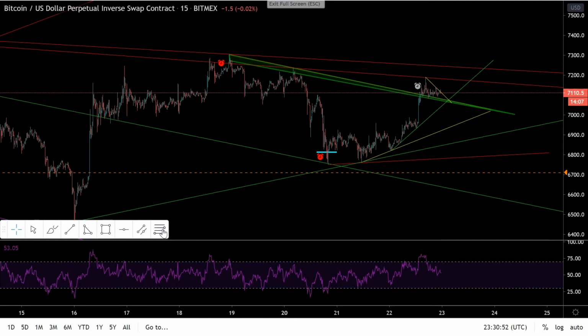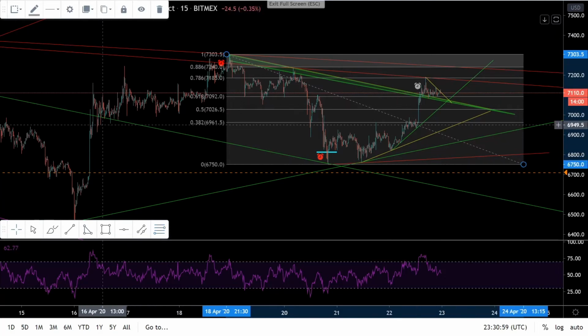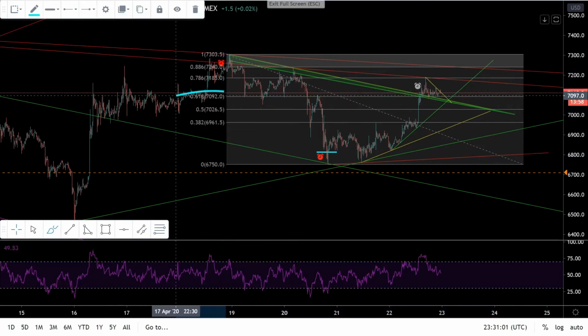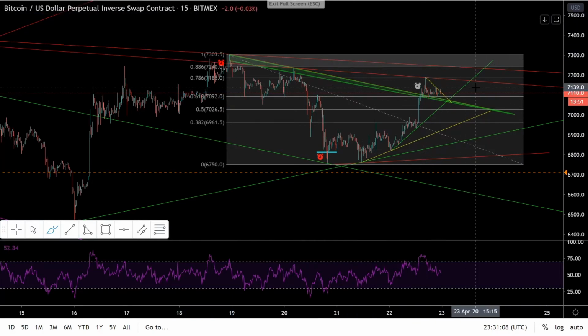As well, another thing to note is since taking my profits at that 0.618, look where we're consolidating right now, right on top of that 0.618. We are building a base of support along there, so we're going to have to see if that can hold.